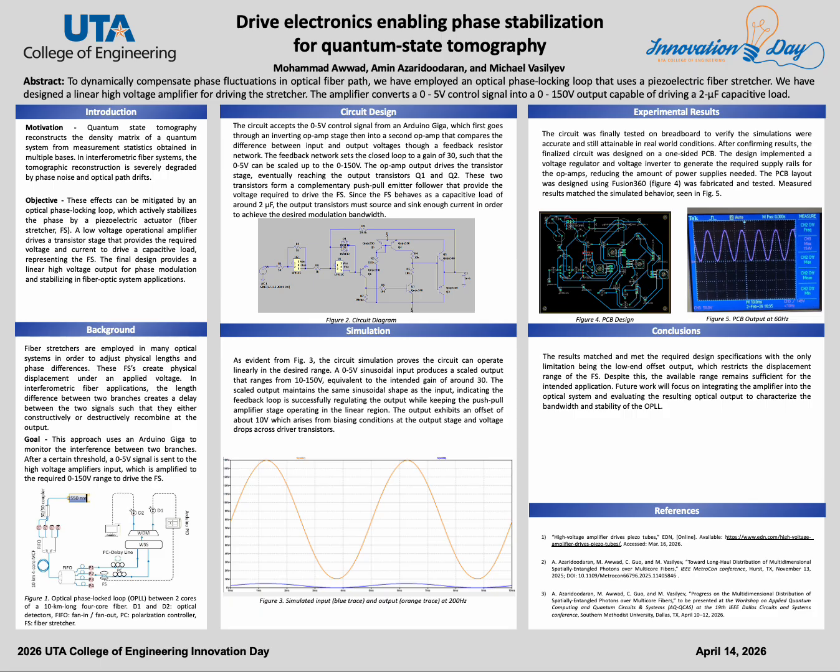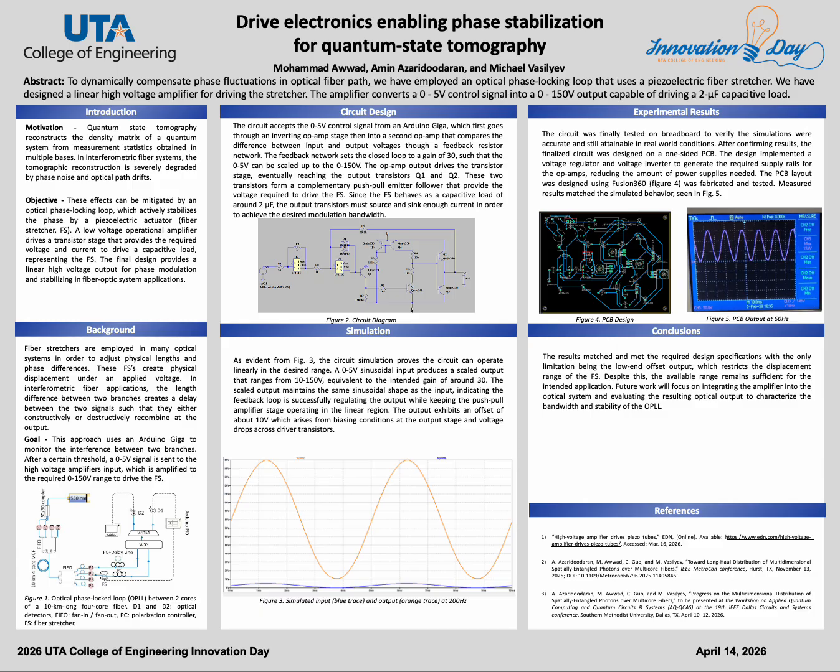And for the background of the project, we will use a microcontroller that will monitor the interference between the two branches, and after a certain threshold, a 0 to 5 volt control signal is sent to the amplifier's input, which will then be amplified to the required range to drive the fiber structure.